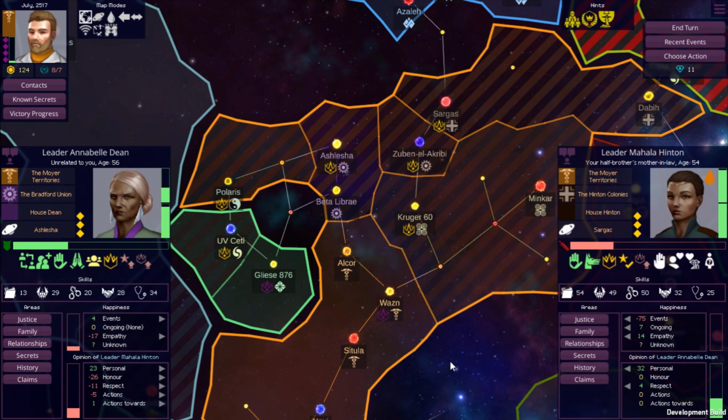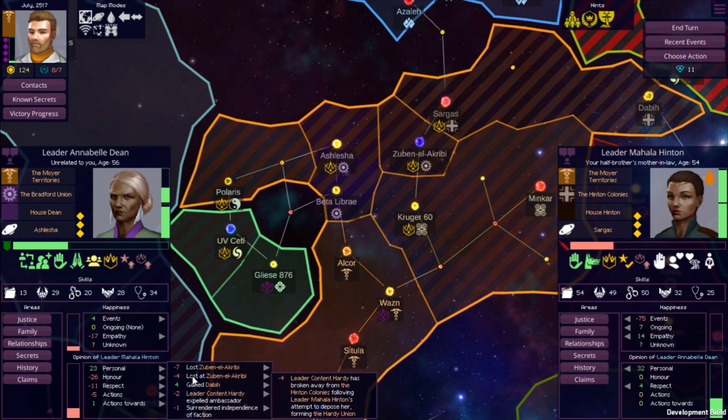And similarly, another aspect of social reputation is respect. Now, leader Mahala Hinton is not a well-respected character. And the main reason for that seems to be that she's proven not to be a very adept leader by losing control of that system.